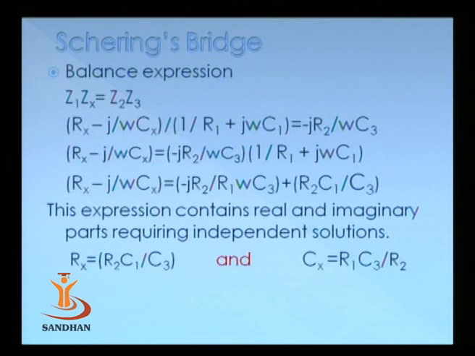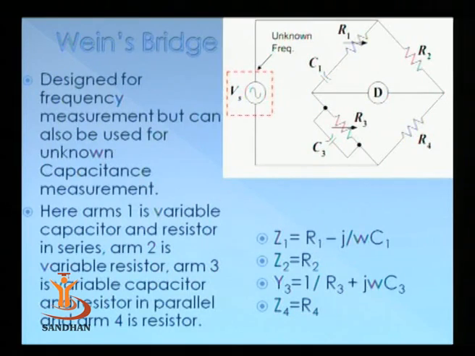Rx minus j upon omega Cx, multiplied by 1 upon R1 plus j omega C1, is equal to minus j R2 upon omega C3. Reducing this expression, we finally get Rx minus j upon omega Cx is equal to minus j R2 upon omega C3 R1 plus R2 C1 divided by C3. In this expression we separate the real part and imaginary part. Then Rx is equal to R2 C1 upon C3 and Cx is equal to R1 C3 upon R2. Thus we have the values of the unknown capacitance and its leakage resistance.